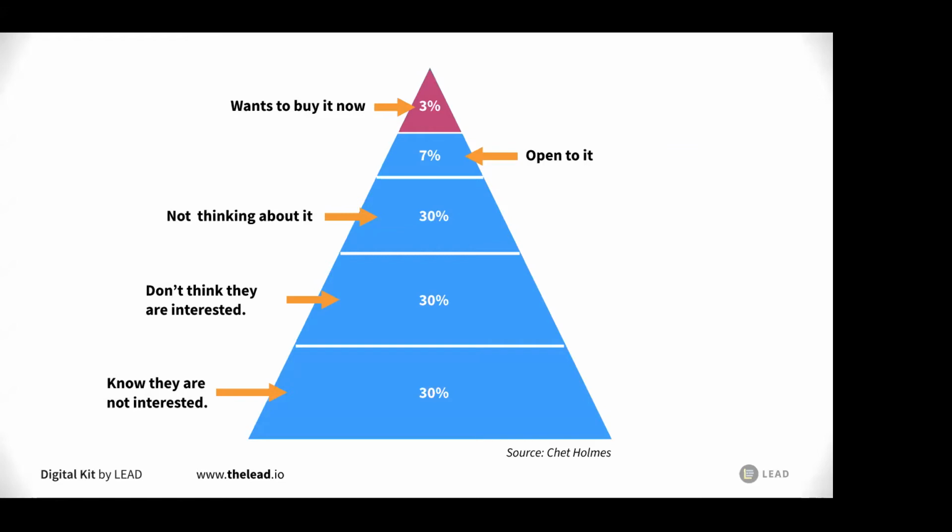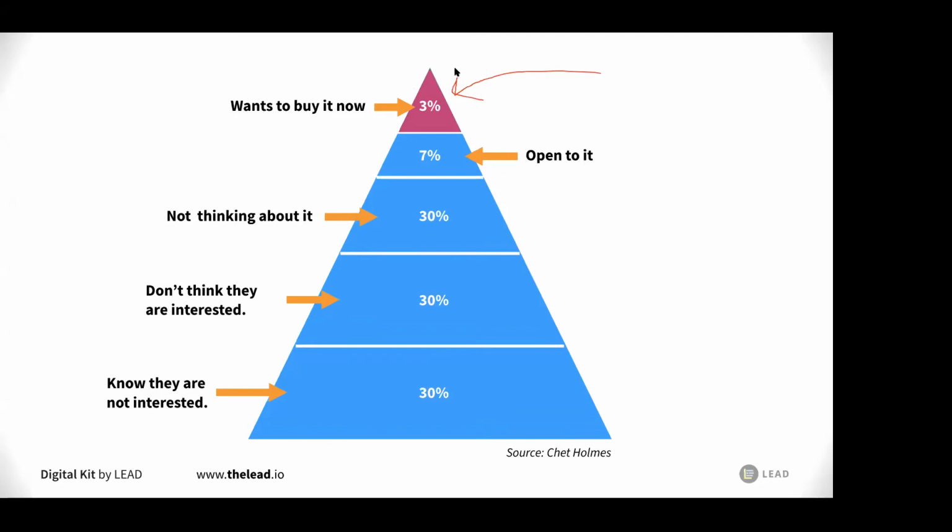Anyway, this is created by Chet Holmes. What we see here is basically the number of people out there. In any given market, let's say you are in the market of selling handphones, or selling online programs, or whatever, there's always 3% of people who want to buy right now.